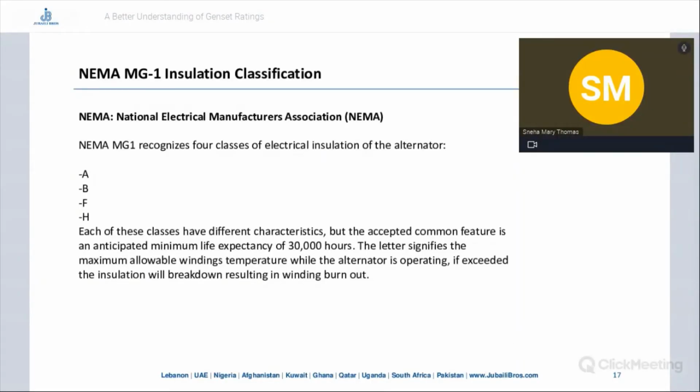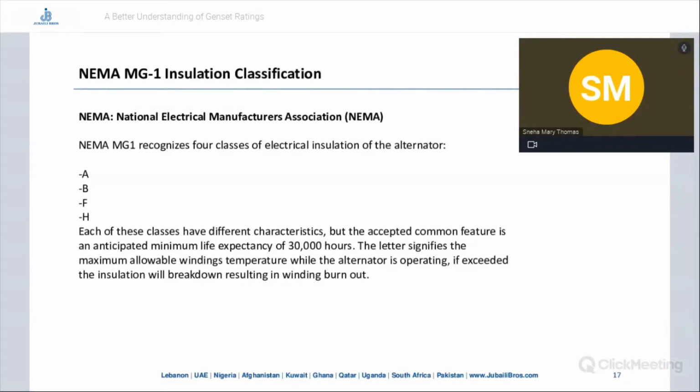Okay, now let's have a look at the NEMA MG1 installation classification. NEMA, the National Electrical Manufacturers Association, recognizes 4 classes of electrical installation of the alternator: Class A, Class B, Class F, and Class H.